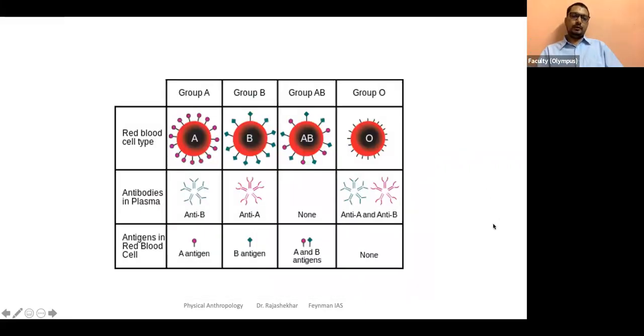So if this is A blood group, they will have A antigens. B blood group people will have B antigens. And AB will have both of them. A blood group person will have A antigen, B will have B antigen. So on the RBC of these people, specific types of antigens will be there. Based on the antigen, you call them A blood group or B blood group person.